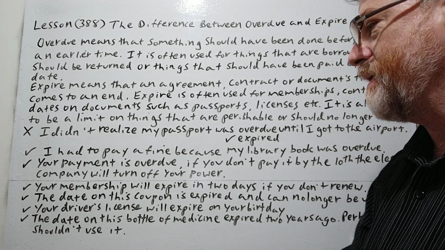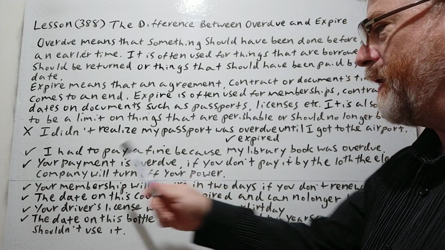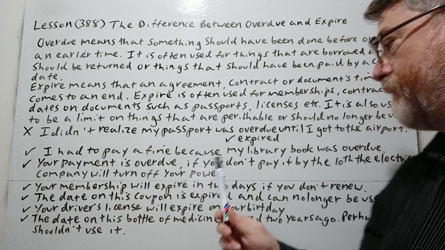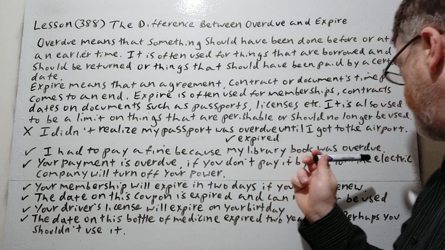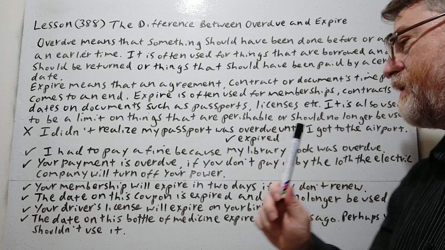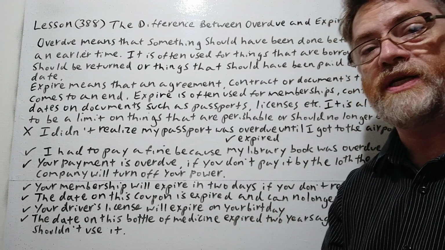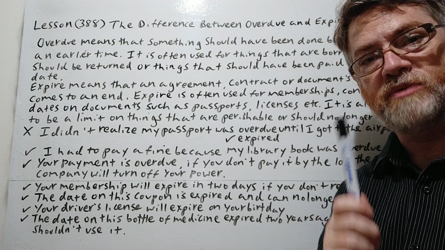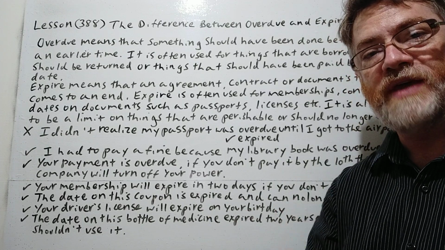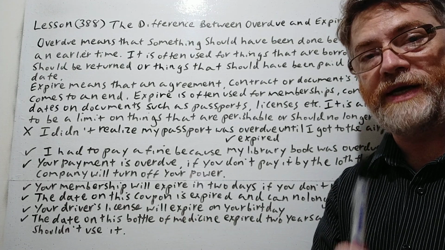Okay, let's continue here. Your payment is overdue. If you don't pay it by the 10th, the electric company will turn off your power. Power here means electricity. So again, we definitely use it for bills. Bills will be overdue if they haven't been paid by that certain date.